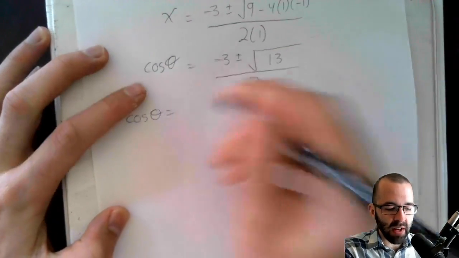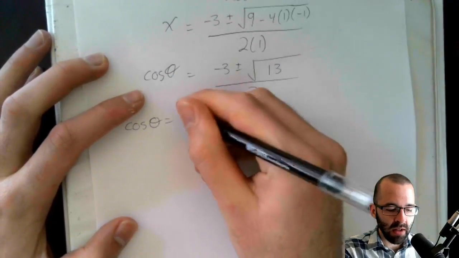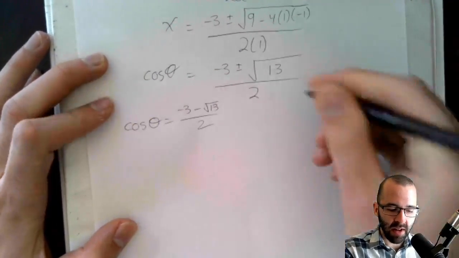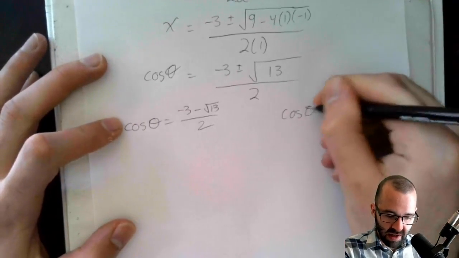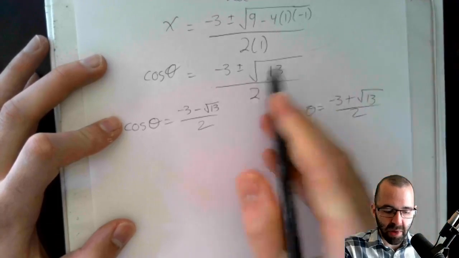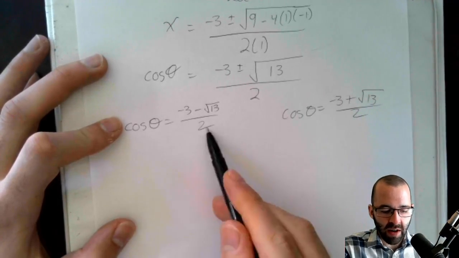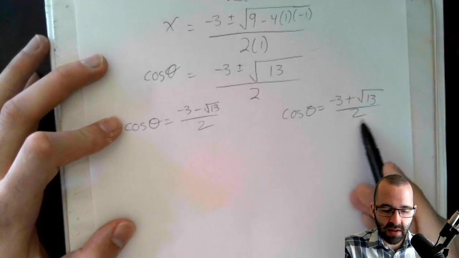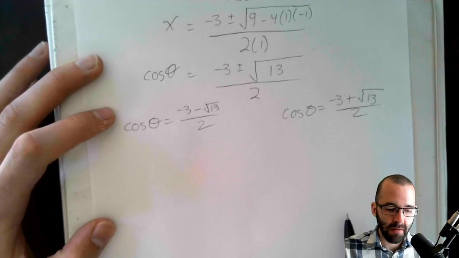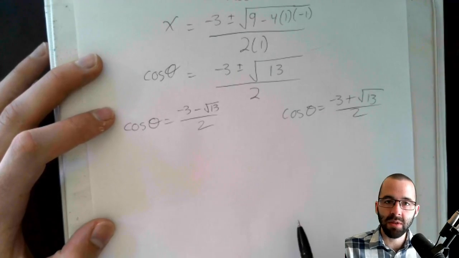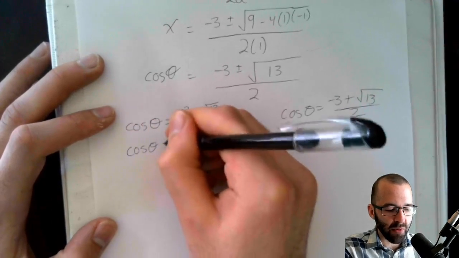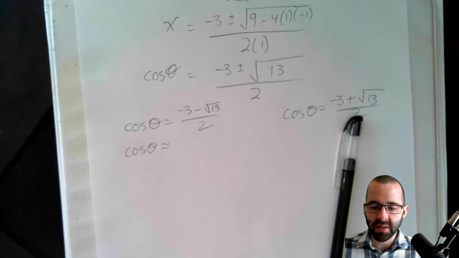One of these is when cosine of theta is equal to -3 minus the square root of 13 over 2. And the other equation is cosine of theta equals -3 plus the square root of 13 over 2. Remember, plus or minus just means one of your answers is a plus and one of your answers is a minus. And we just solve each of these individually. We're going to have to approximate anyway, so we're just going to approximate now.